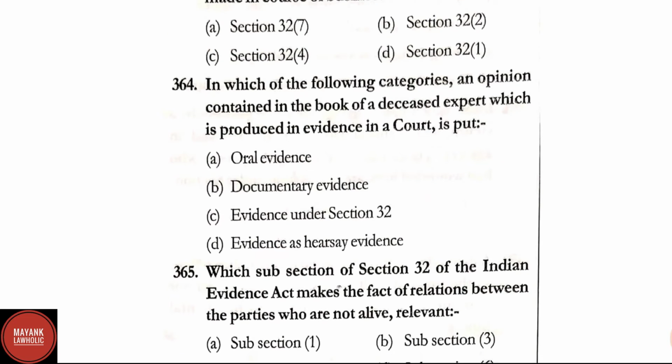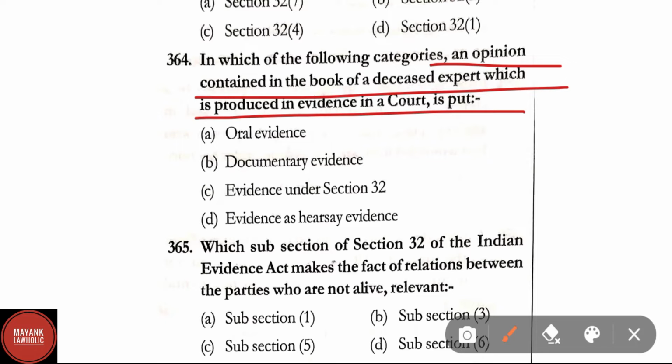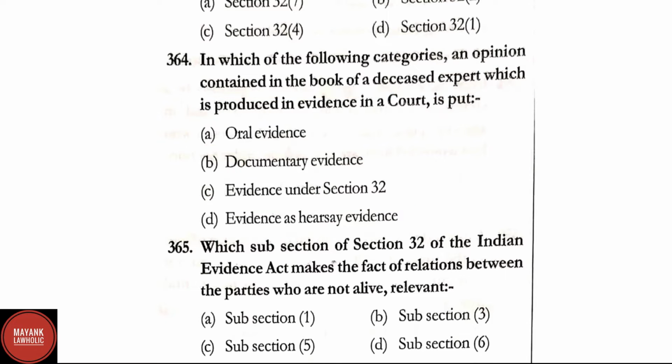Question number 364. In which of the following categories is an opinion contained in the book of a deceased expert, which is produced in evidence in a court, put? Oral evidence, documentary evidence, evidence under section 32, evidence as hearsay evidence. Here the correct answer is option C, that is evidence under section 32.